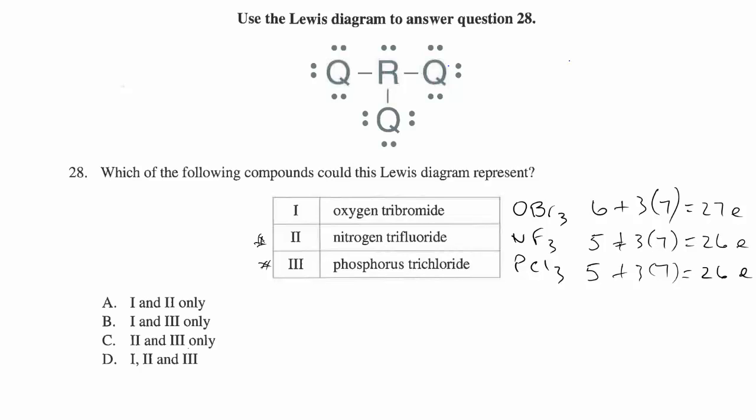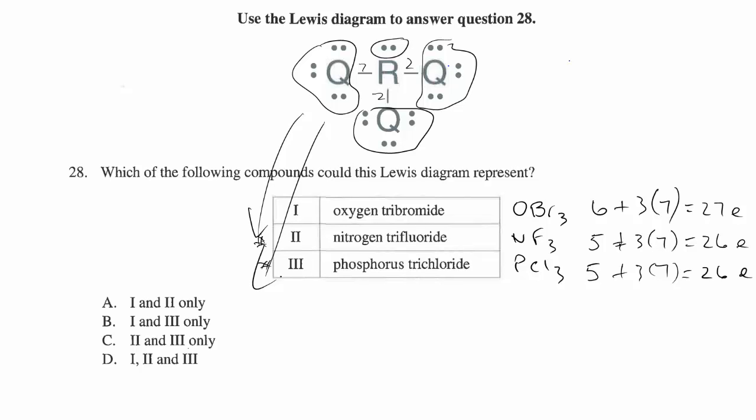So if you go back and actually count the electrons here, 2, 4, 6, we got 6 right there, plus 2 here, plus 2, plus 2, plus 2, plus another 6, plus another 6, you are going to notice something. 6 plus 6 plus 6, 18, 20, 22, 24, and 26. So guess what? It has to be 2 and 3. Nitrogen trifluoride and phosphorus trichloride. In other words, option C, 2 and 3.